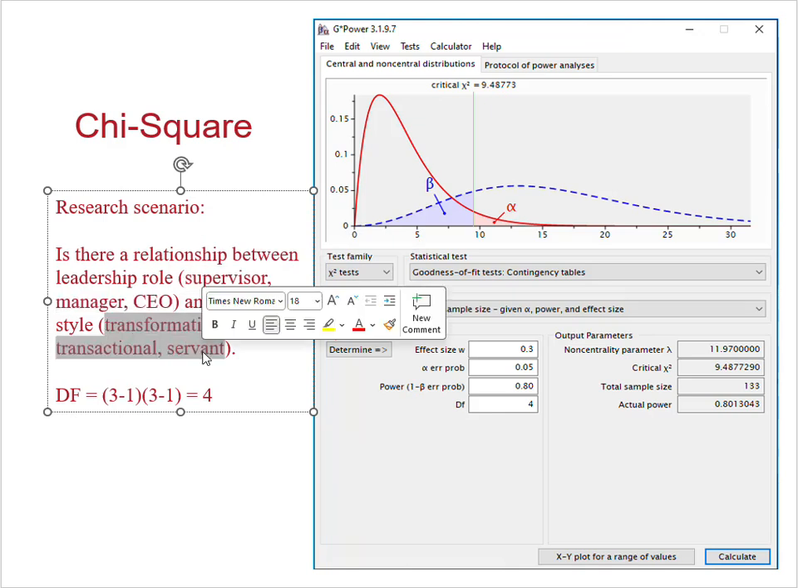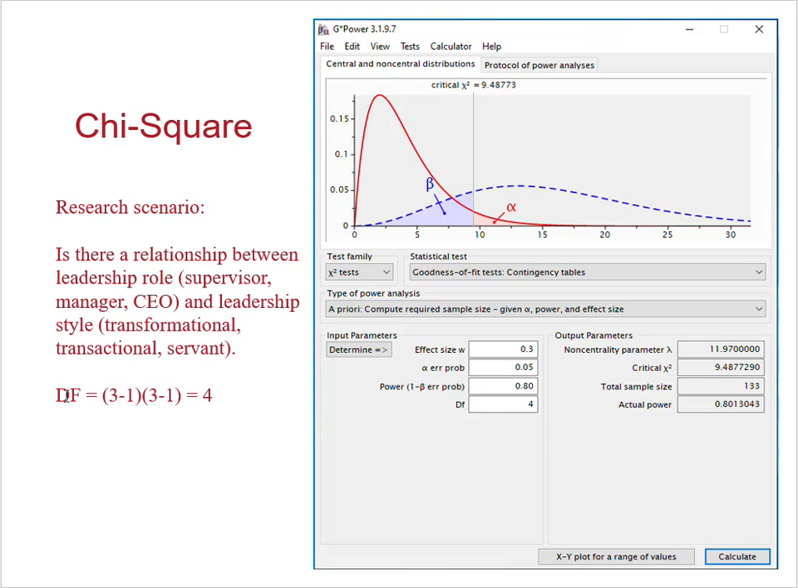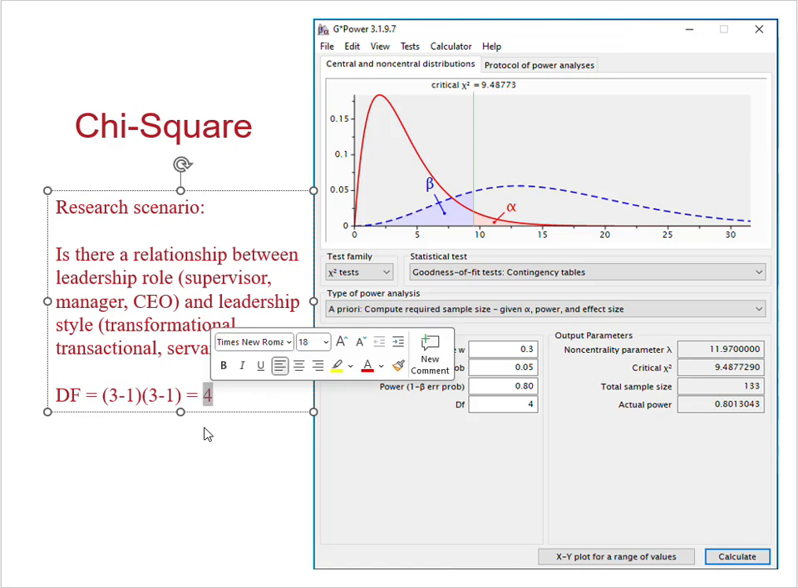for the second one. So something we need to do is come up with our degrees of freedom. And this is just the normal degrees of freedom for a chi-square. So we take the number of groups in the first variable, minus 1, and then multiply it by the number of groups in the second variable, minus 1. So 3 minus 1 is 2, 3 minus 1 is 2, 2 times 2 is 4.